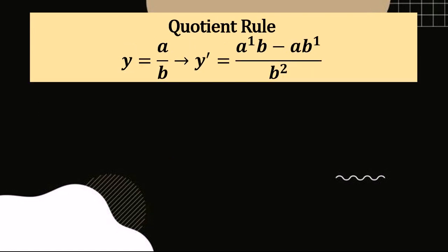Next is the quotient rule. If the two functions a and b are differentiable, or the derivative exists, then the quotient is differentiable. So the derivative of a over b is the derivative of a times b minus a times the derivative of b, over b squared. For an example, y equals 3x plus 9 over 2 minus x.